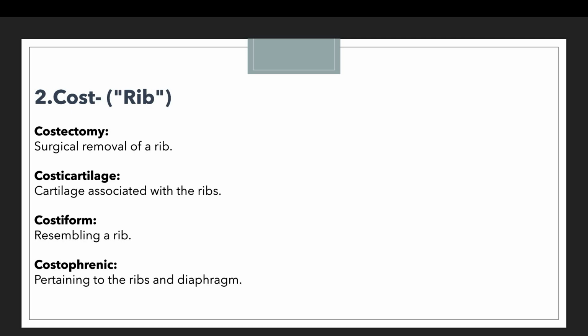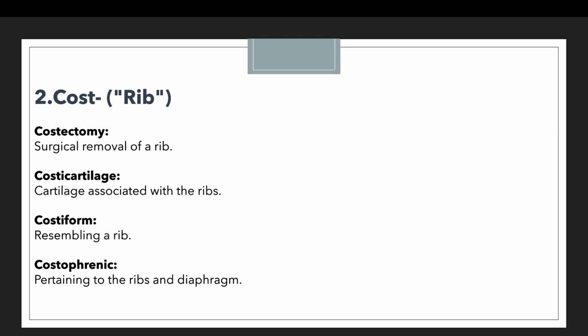Then we have costiform. Now, what is costiform? Resembling a rib. For some medical reasons, if something resembles a rib, then we will term it as costiform. Costiform is initiated with the prefix cost, which is again denoting the ribs. Then we have costophrenic. Now, what is costophrenic? Pertaining to the ribs and diaphragm. So when we are discussing the ribs and diaphragm, we will use the terminology costophrenic, which is initiated with the prefix cost.